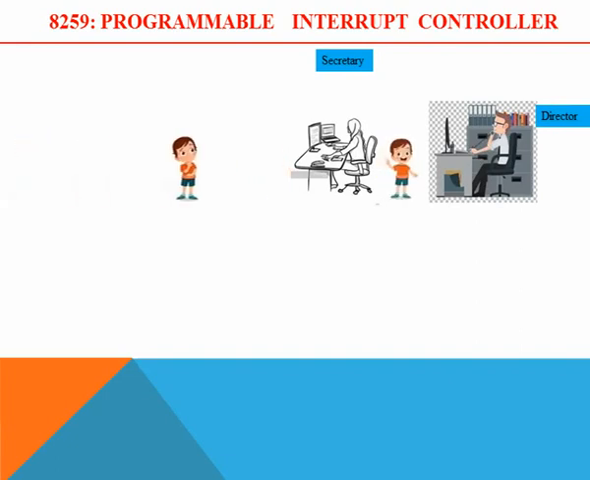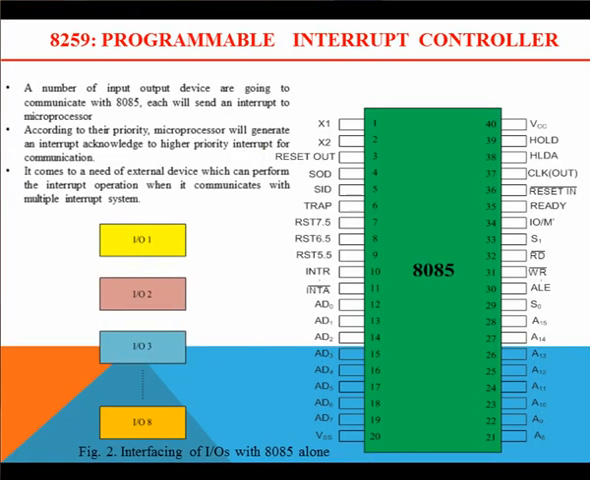Meanwhile, a second student comes to the secretary and he also says that he wants to meet director sir. But now the secretary tells him to wait. In this way, the time to solve the students' problems is reduced. A similar process is applied by 8259 PIC to interface IOs with 8085.